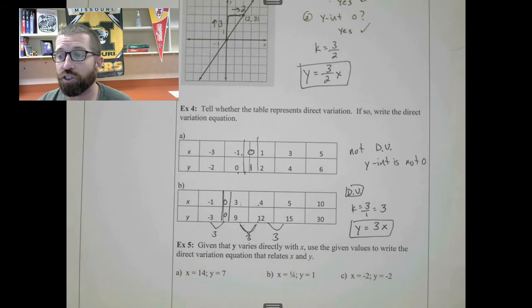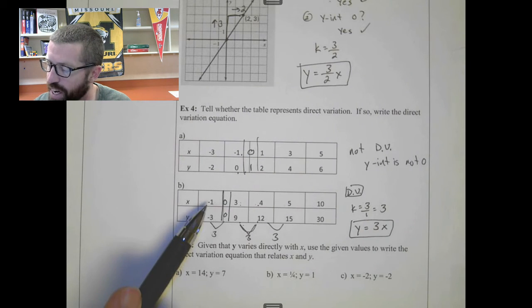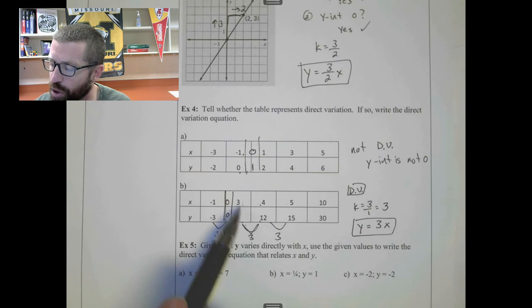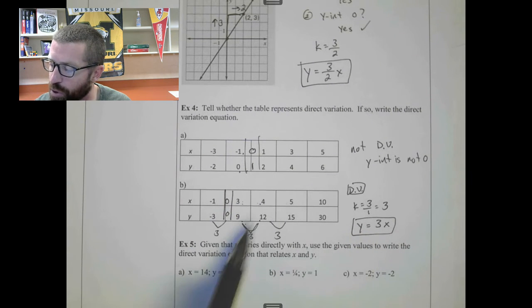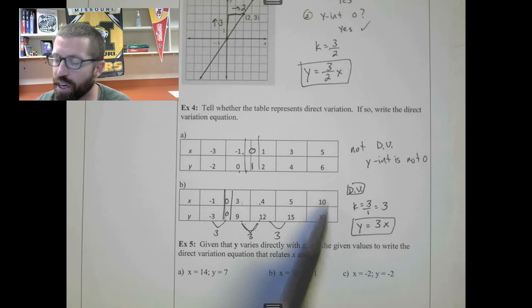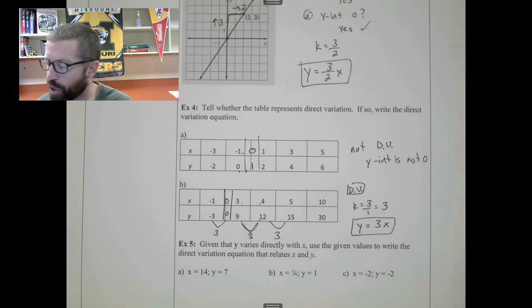And if you're not sure, you can check, right? And it's pretty quick to check with direct variation because you have no y-intercept. So just plug in the values. If I plug in -1 to x, I get -3 when I multiply. That's right. When I plug in 3, I get 9. When I plug in 4, I get 12. 5, I get 15. And 10, I get 30. So all my values check out. My equation must be correct.